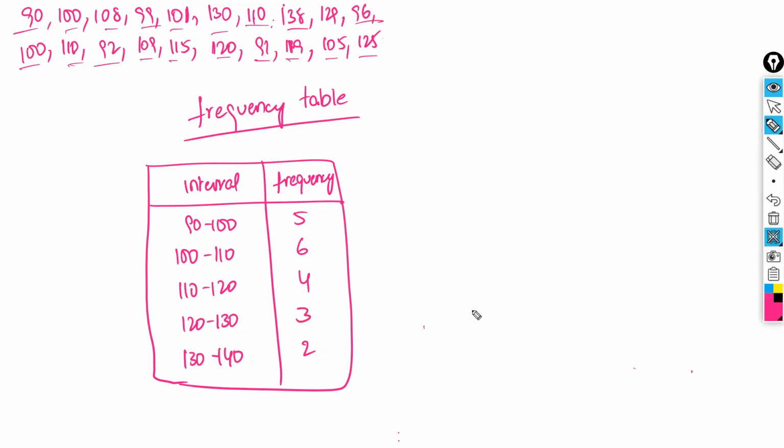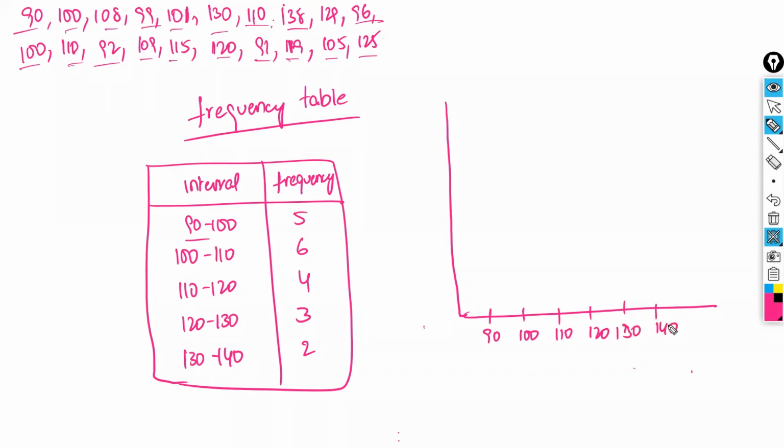Now the same frequency table you have got, you represent on the bar. Take these intervals on the x-axis: 90 to 100, 100 to 110, 110 to 120, 120 to 130, 130 to 140. Whatever intervals you have got, write the same intervals on the x-axis. The x-axis is intervals.